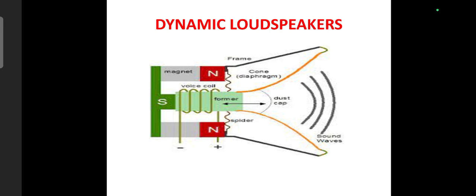When an alternating audio current flows through the voice coil, it interacts with the magnetic field produced by the permanent magnet. This interaction creates a force that moves the voice coil forward and backward. Since the voice coil is attached to the cone, the cone also vibrates. These vibrations compress and expand the surrounding air, producing the sound waves. Dynamic loudspeakers provide good sound quality, high efficiency, and are economical, making them suitable for most consumer electronics.